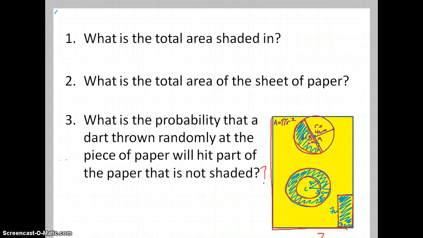And then what is the probability that a dart thrown randomly at the piece of paper will hit part of the paper that is not shaded? Okay, so this is basically just asking, what is the chance that it lands somewhere here in this yellow area, in the center, this yellow area, the center here, this yellow area. It could even hit this yellow area because that's not shaded in.